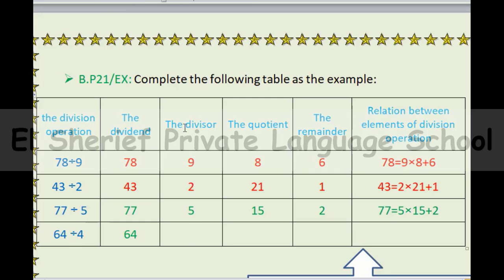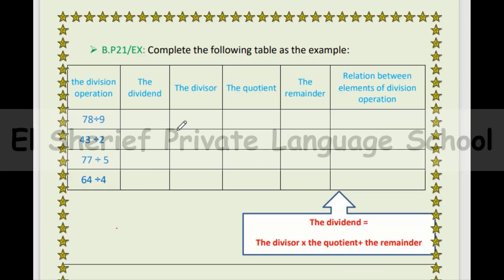Okay, the dividend is 64, and the divisor is 4. And the quotient: we write 64 divided by 4. Okay. 6 divided by 4 can't be done, so we will go back one step. So we get 5. 5 divided by 4 can't be done, so another step back. We get 4. 4 divided by 4 equals 1. And here we have 2.